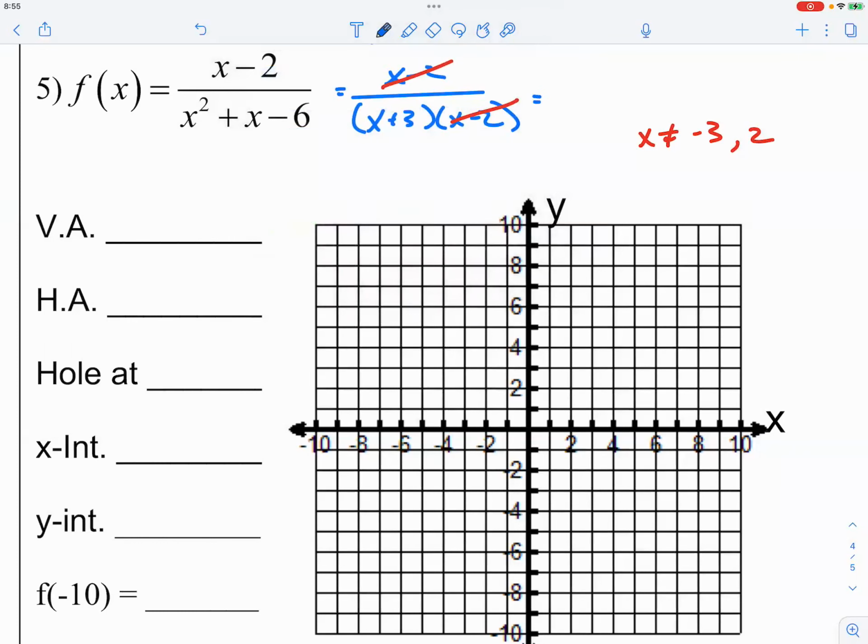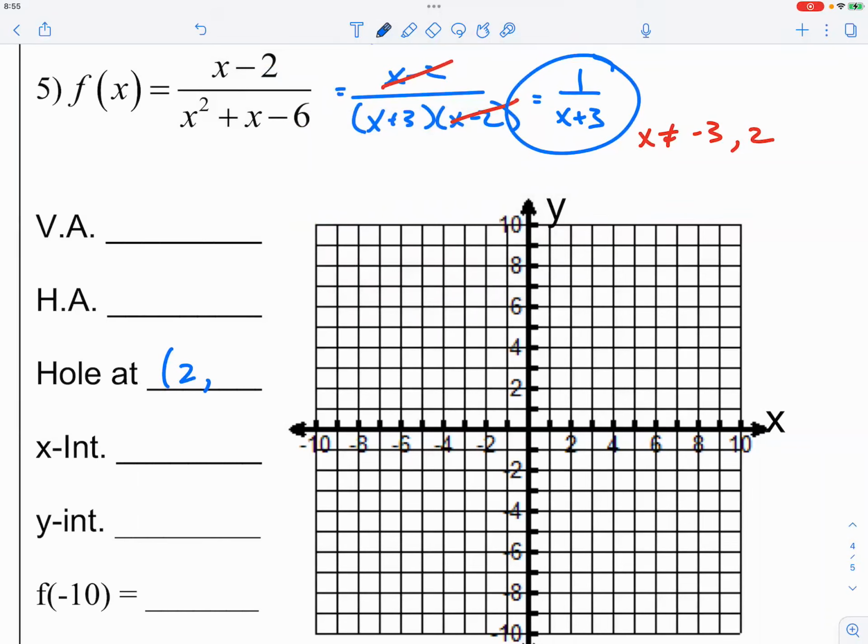So what would you graph? You graph 1 over x plus 3. But x cannot equal 2. I mean, it cannot be -3 because of the vertical asymptote, but because we cross out the x minus 2, we'll graph this with the understanding that x cannot be 2.